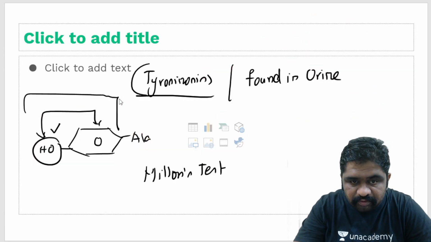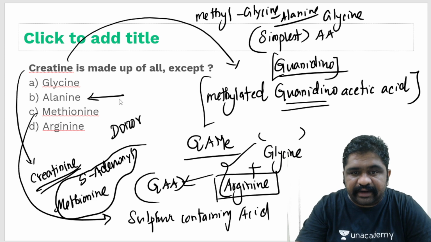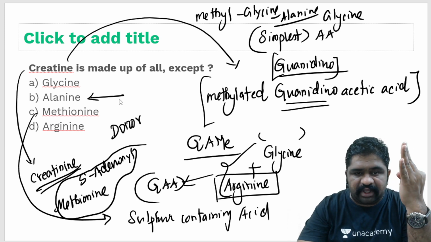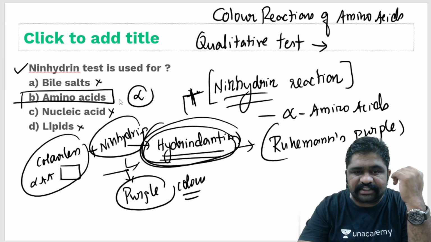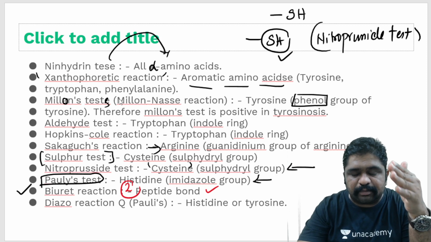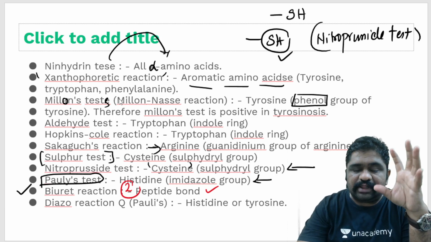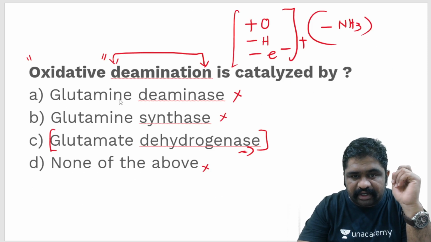So let's do the 4 MCQs once again. Creatine is made up of all except alanine. Glycine, arginine, methionine are added in that order to form guanidinoacetic acid, which is methylated, and that is the other name of creatine. Then we have the ninhydrin test, which is useful for alpha amino acids. Then I gave you the list of all the tests that can be done for different kinds of amino acids. All these are color reactions of amino acids. Then we spoke about the different types of amino acids.